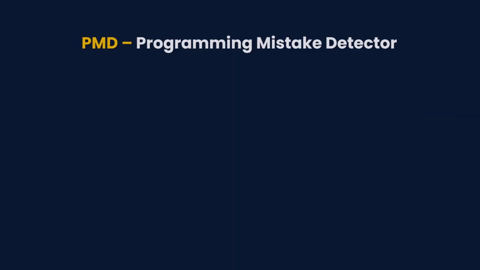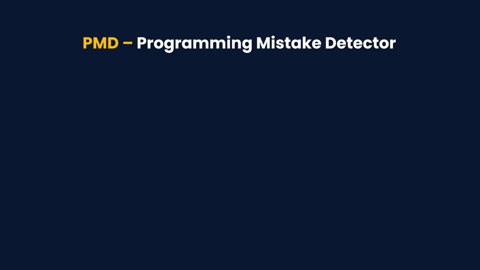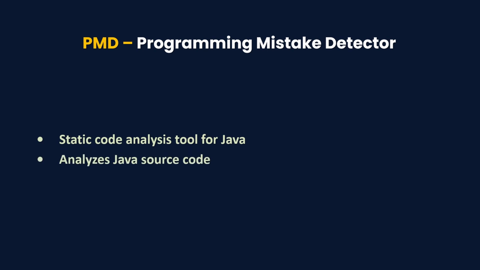Another popular static analysis tool for Java is PMD, which stands for Programming Mistake Detector. Unlike SpotBugs or FindBugs, PMD analyzes the actual Java source code instead of compiled bytecode. Because it works directly on source code, it can detect issues related to code styling, readability, maintainability, and design that may not be visible after compilation.